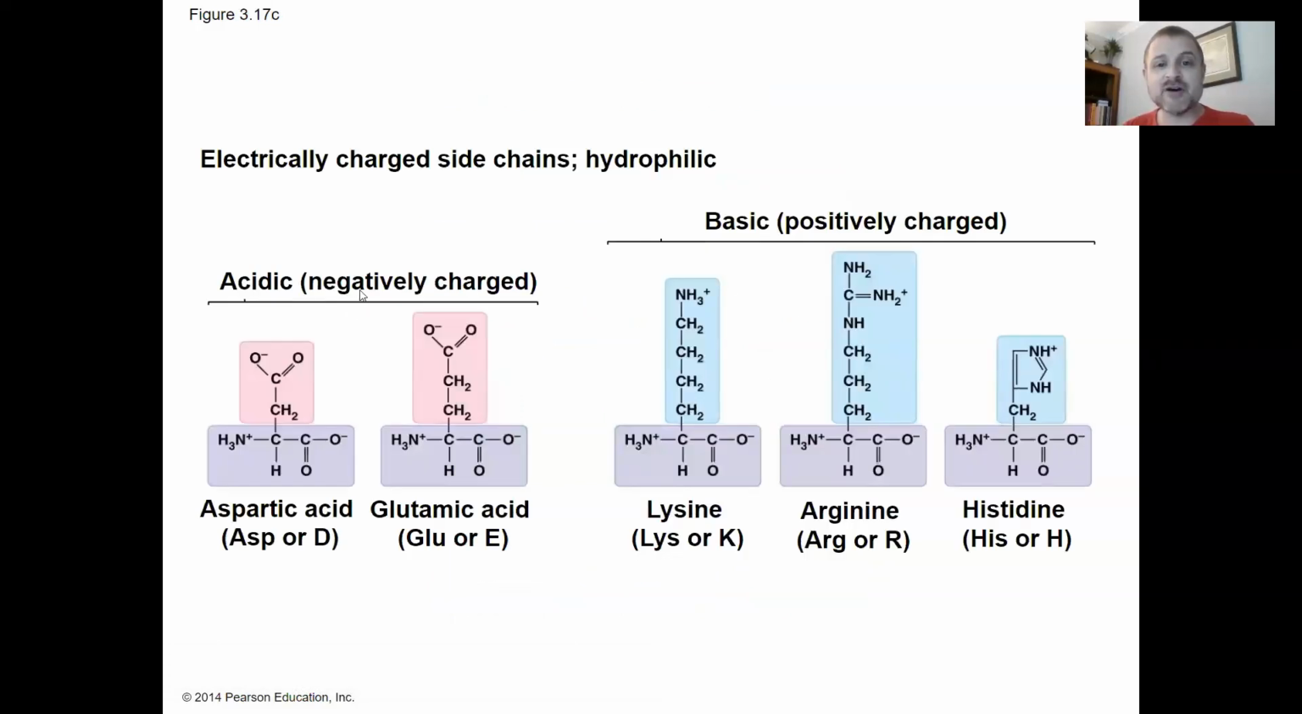These 5 are still polar. They're still hydrophilic. They're superpolar because they're charged. Aspartic acid, glutamic acid, lysine, arginine, histidine. These 2 have negative charges and they're acidic. These 3 have positive charges and they're basic. So based upon what amino acids are in your protein, it could be polar, nonpolar, acidic, basic, charged, positive, negative, not charged.